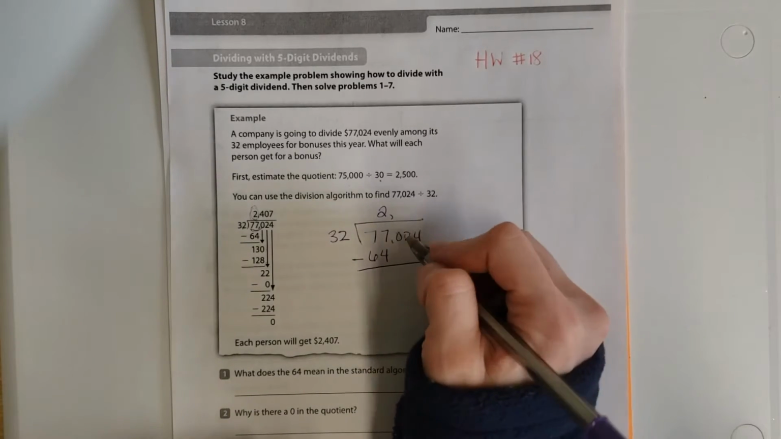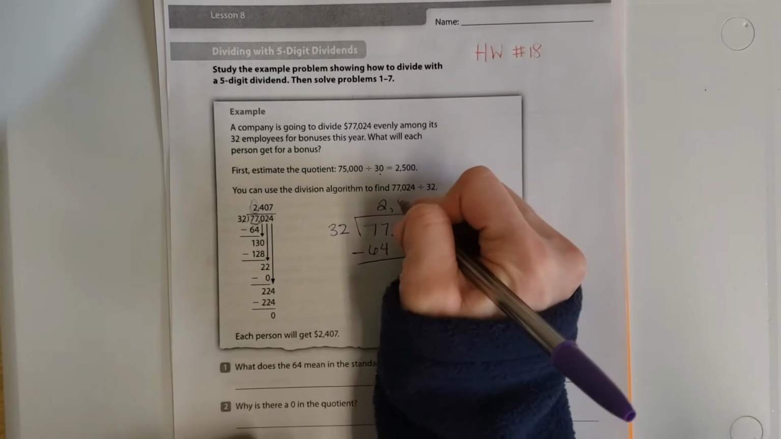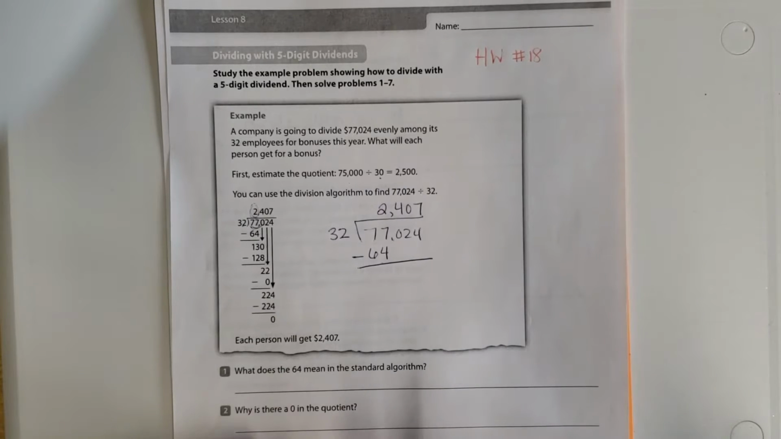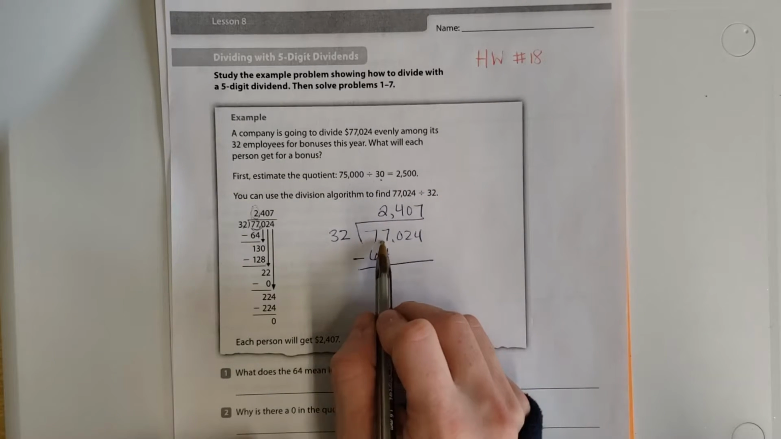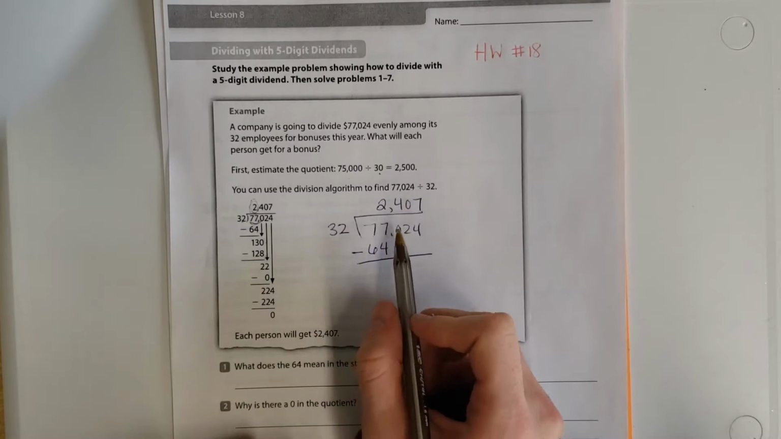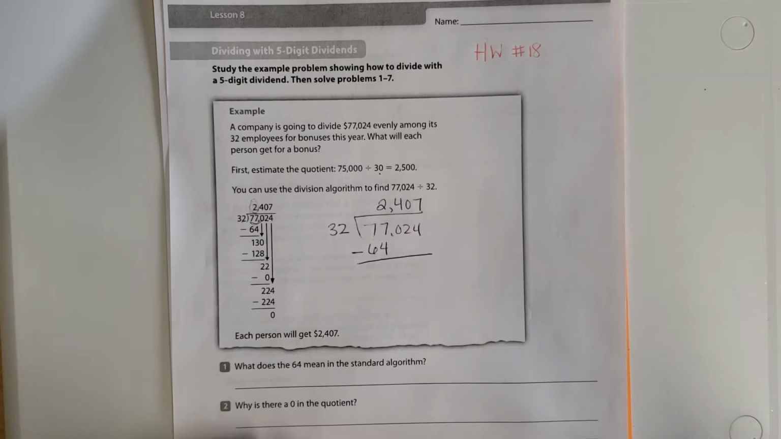Then they bring down the other numbers and continue with the standard algorithm until they eventually get 2,407. It's important to know what place value you're working with when you're doing your subtraction, because that's how you're going to figure out what digit to put that part of the quotient in.